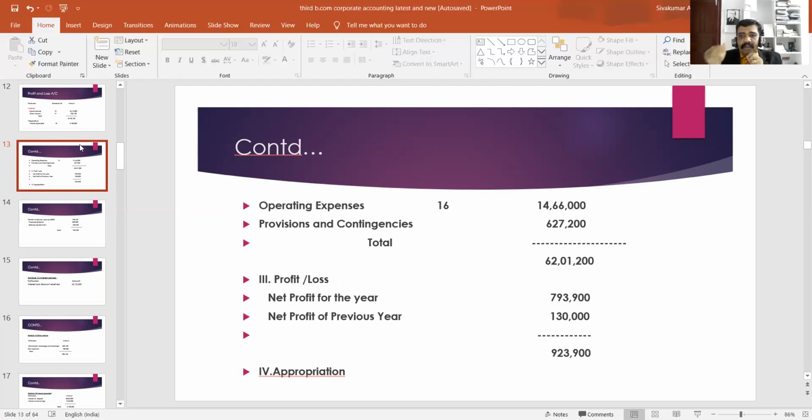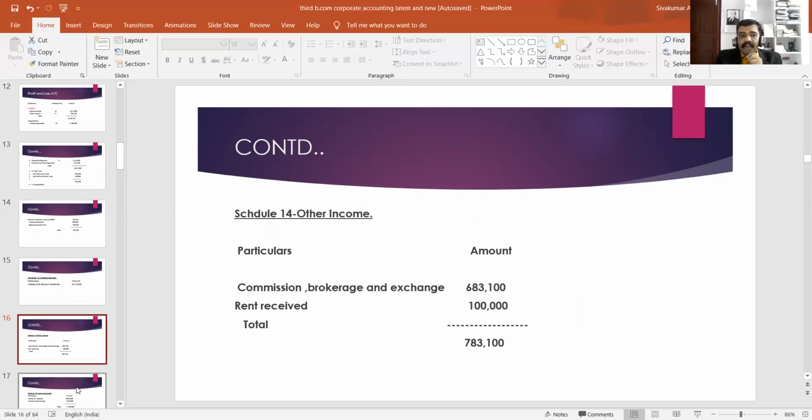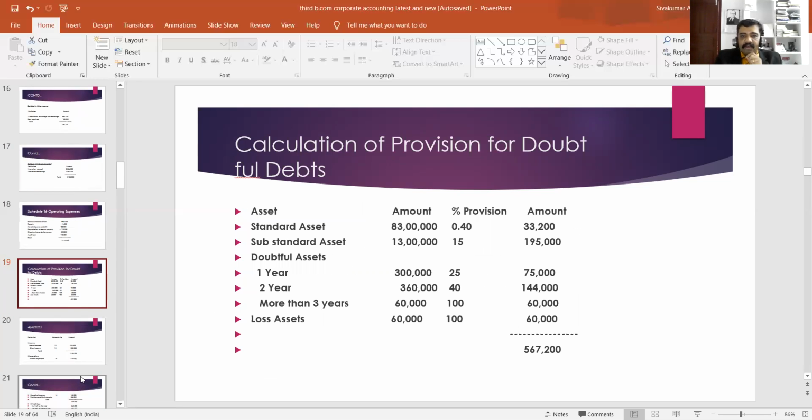Then the most important part, provisions and contingencies. There is no schedule attached with provisions and contingencies as per the relevant provisions of the Banking Regulation Act. Please write your working note. Please write a column in your working note. Please provide a space in your working note to calculate the amount of provision for bad debt.